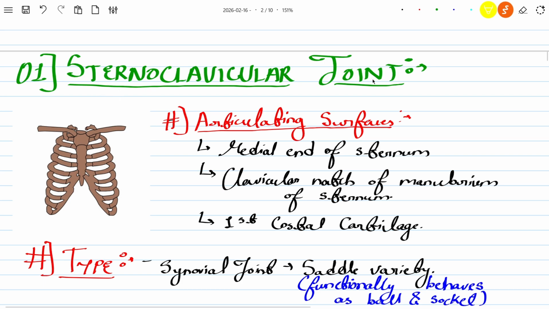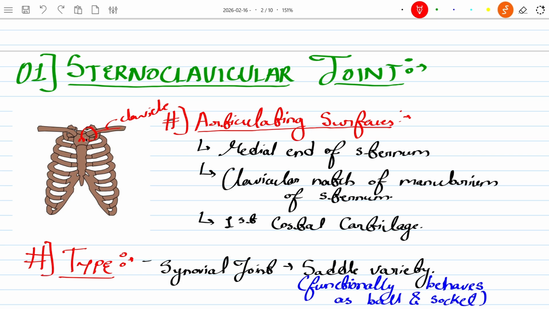So the sternoclavicular joint. As you can see in the diagram, this is the manubrium of the sternum and this is the clavicle. The junction which is formed here is nothing but your sternoclavicular joint. The medial end of the clavicle articulates with the manubrium of the sternum, or we can say the clavicular notch of the manubrium.